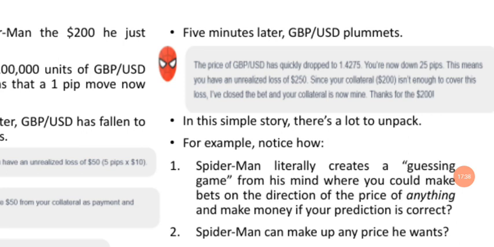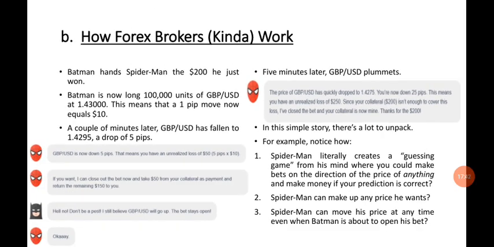So, in this simple story, there's a lot to unpack. For example, notice how Spider-Man literally creates a guessing game from his mind when he could make bets on the direction of the price of anything and make money if the prediction is correct. 2.